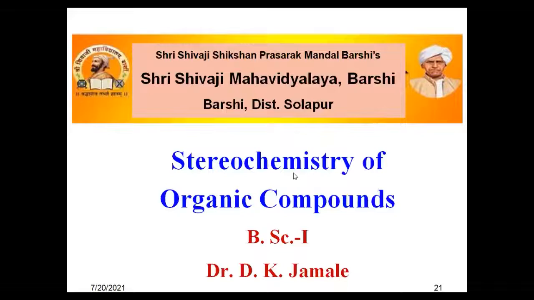We have started a new topic from organic chemistry, stereochemistry of organic compounds. Now, what we studied in the last lecture: first is the chiral center, and second is the elements of symmetry. To show optical activity, molecules should possess at least one chiral center. This is a very important condition for optical activity.